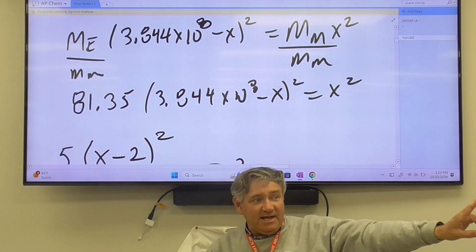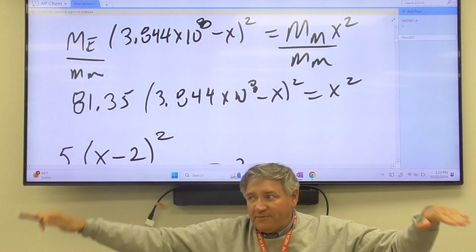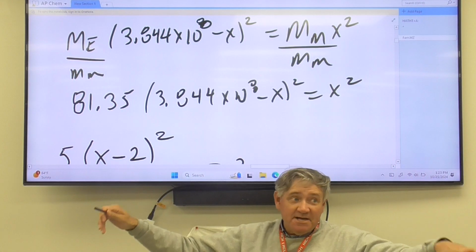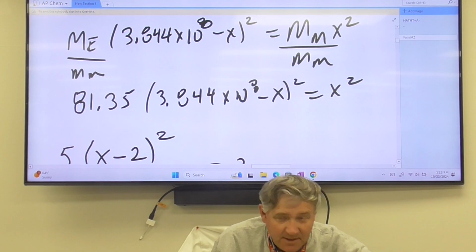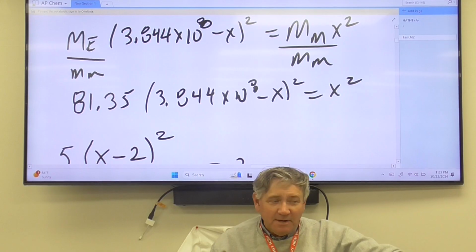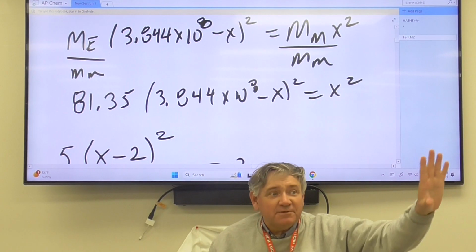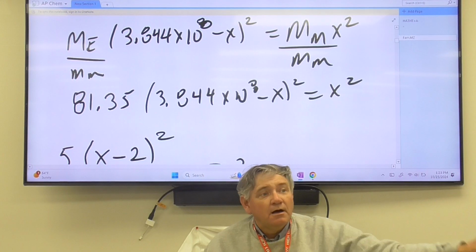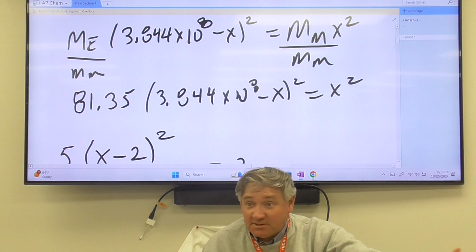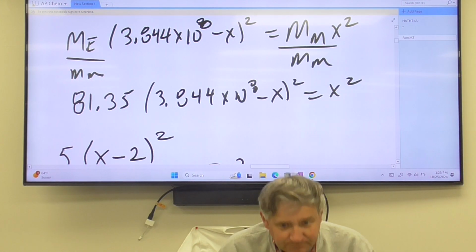For additional shipping and handling, you're going to distribute the 81.35 over all of that. Then you're going to subtract an x squared to get one side equal to 0. Option 2, please. Just chill out. I'm not done yet. Then, once you get all those numbers, you're going to plug that into the quadratic formula. So, that's an option. I'm just telling you it's an option. You decide if it's a good or bad option.